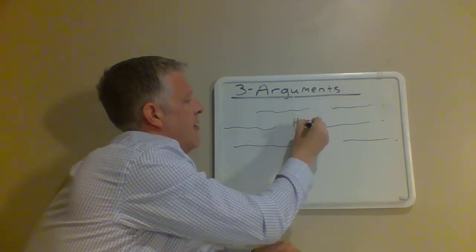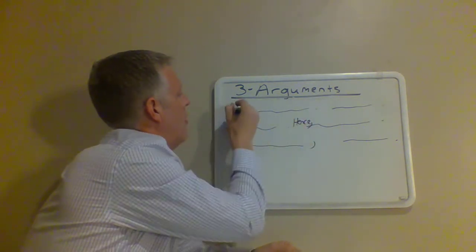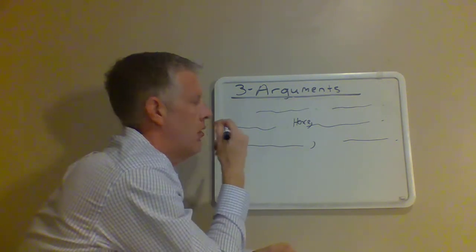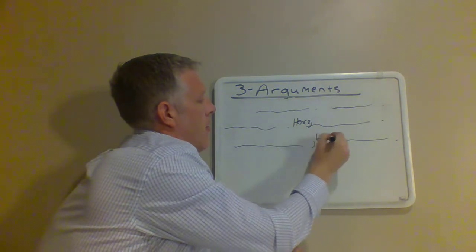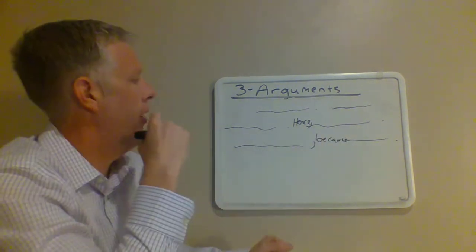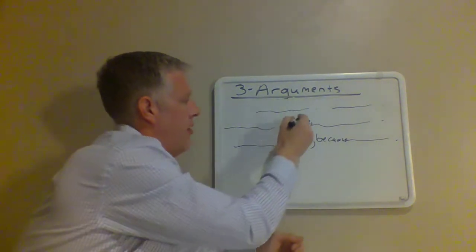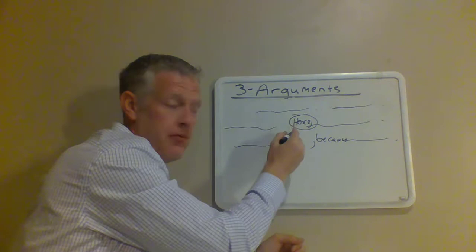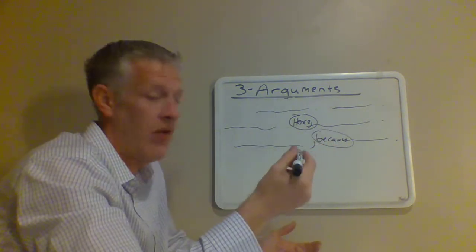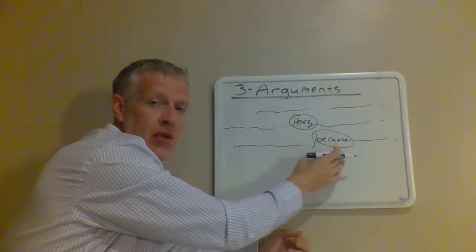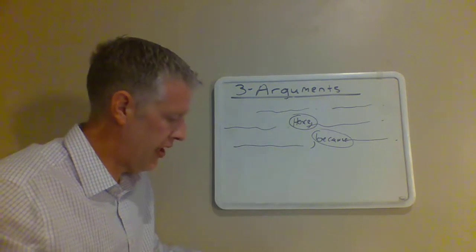Let's pretend "hence" was here. Let's just do this. In this case, we have two indicator words, right? We know this is an indicator word for a conclusion, and this is an indicator word for a premise, at least when it's included in an argument. So that's our first step: circle premise and conclusion indicators.